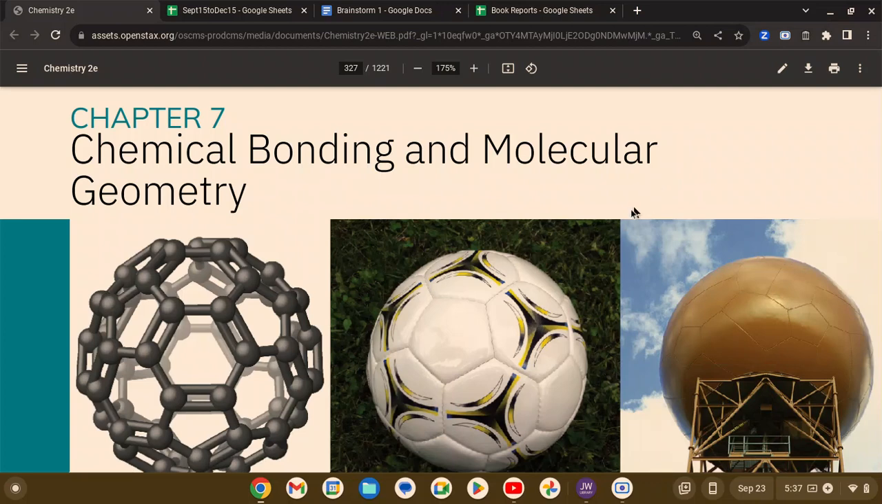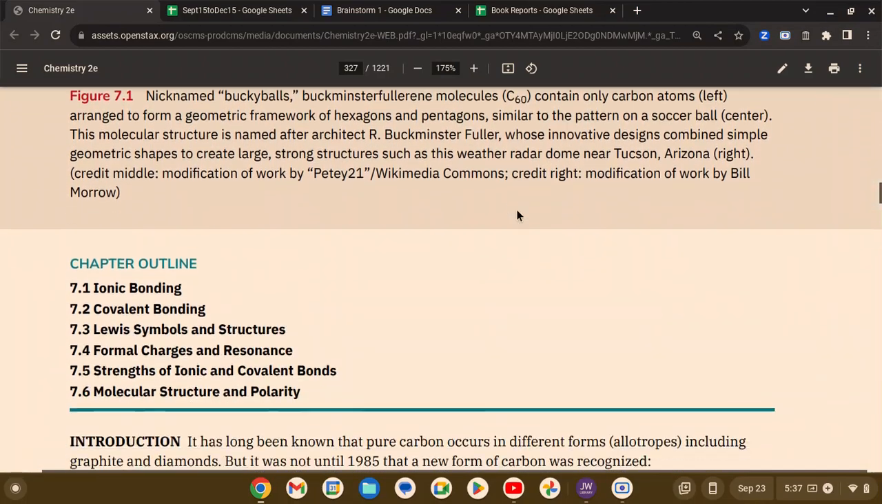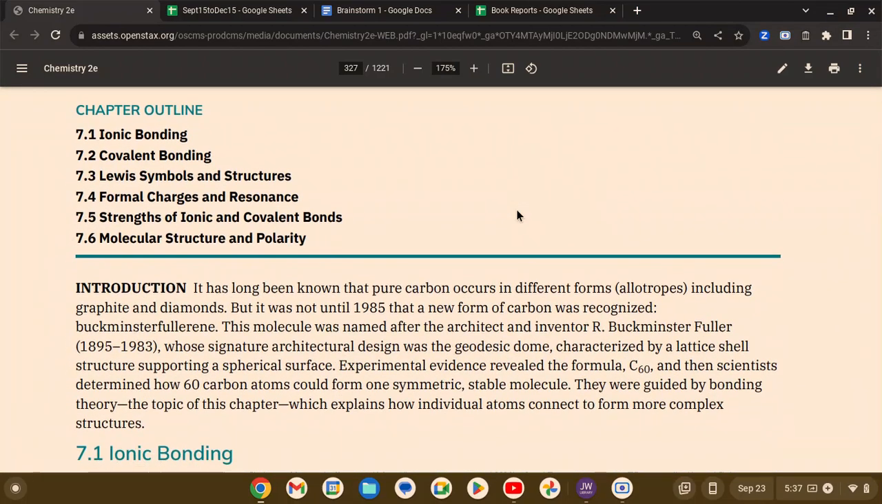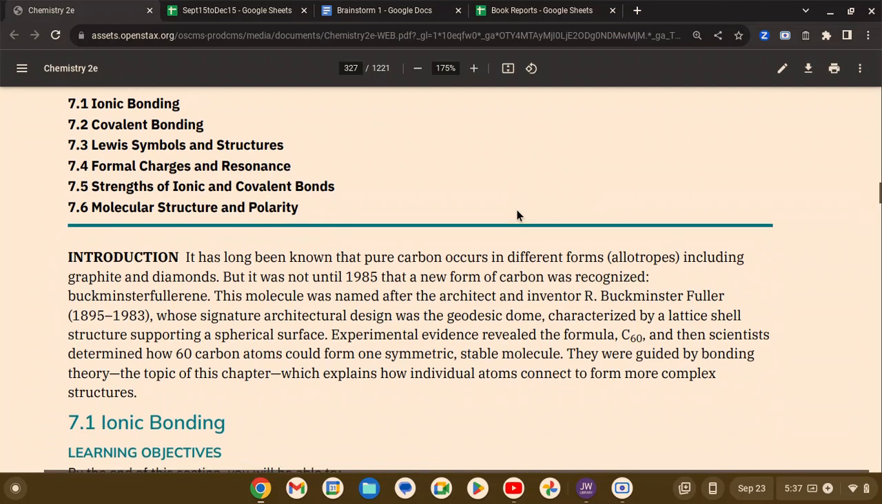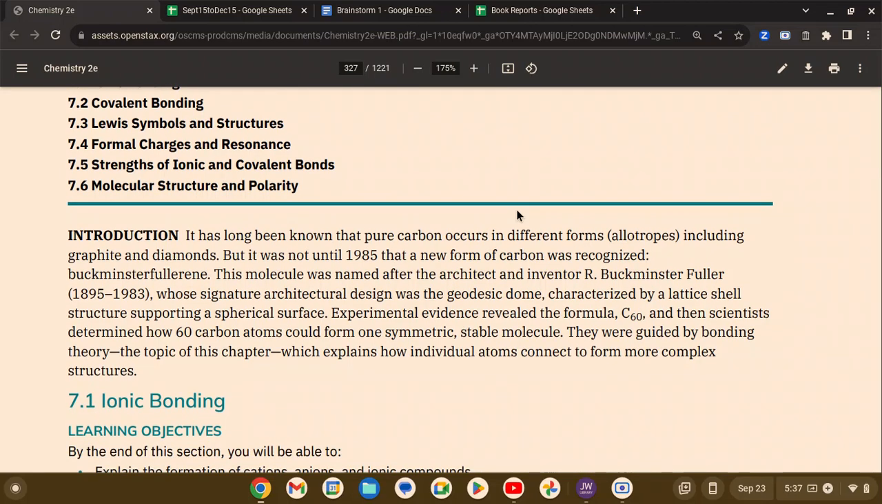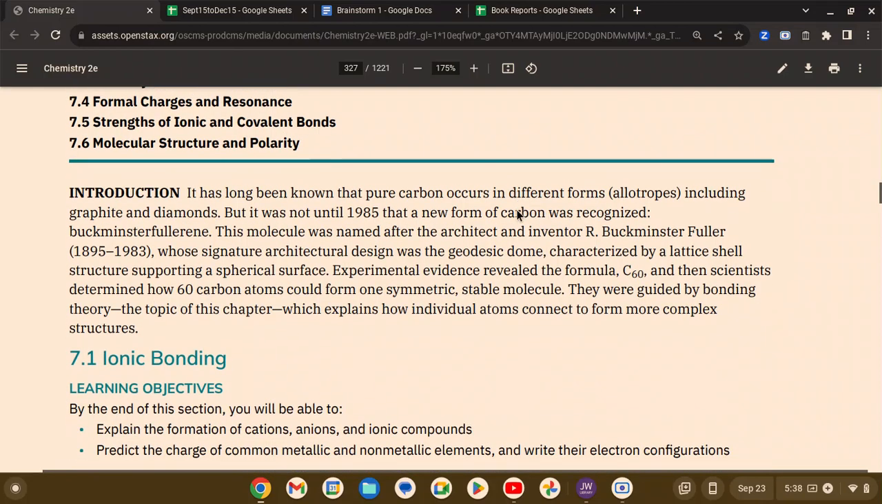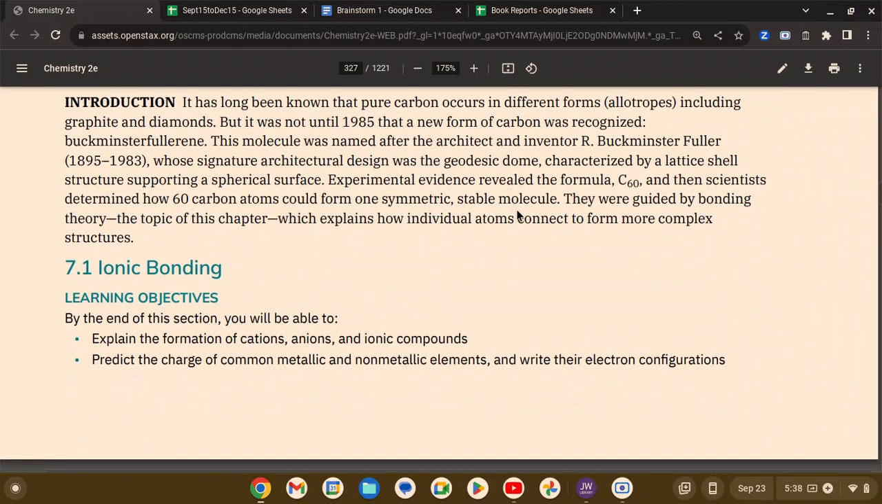All right, chemistry, chapter 7, chemical bonding and molecular geometry. Chapter outline: ionic bonding, covalent bonding, Lewis symbols and structures, formal charges and resonance, strengths of ionic and covalent bonds, molecular structure and polarity. Introduction. It has long been known that pure carbon occurs in different forms, allotropes, including graphite and diamonds. But it was not until 1985 that a new form of carbon was recognized, Buckminsterfullerene.